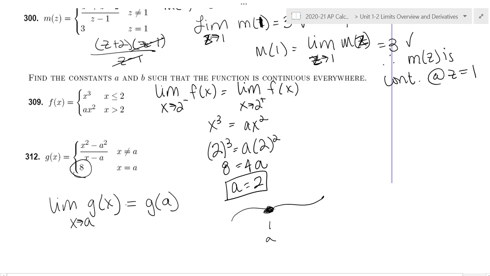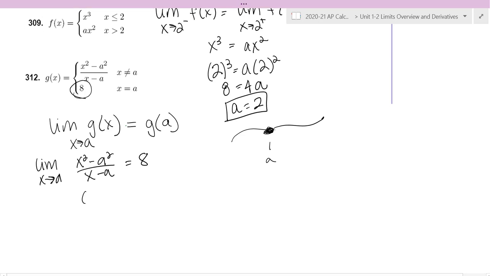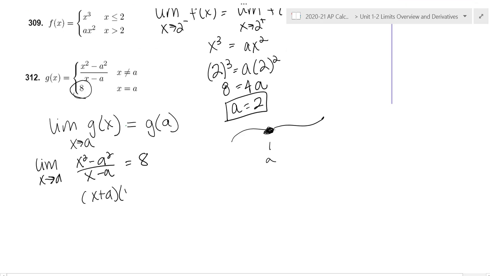So let's go around here and let's say we know that the limit as x approaches a of x squared minus a squared over x minus a needs to equal 8. If I were to just plug in a right now, this would give me an indeterminate form. So I'm going to factor. I see difference of squares in the numerator. This is going to be an x plus a and an x minus a, all over x minus a. This needs to equal 8.